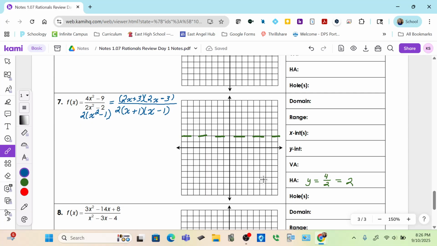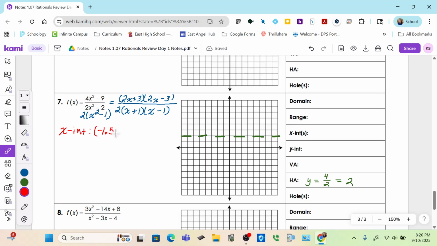So let's start by finding x-intercepts. X-intercepts are going to be the zeros in the numerator. So, oops, I don't want to say x equals. I'm going to label it x int just for space. So x-intercepts are going to be the zeros in the numerator. So if I set 2x plus 3 equal to 0, I would subtract 3 and divide by 2. So I have one x-intercept at negative 1.5. That's what negative 3 divided by 2 is.